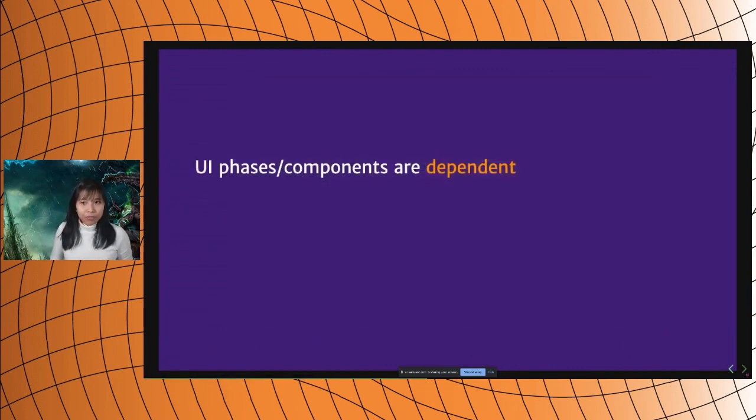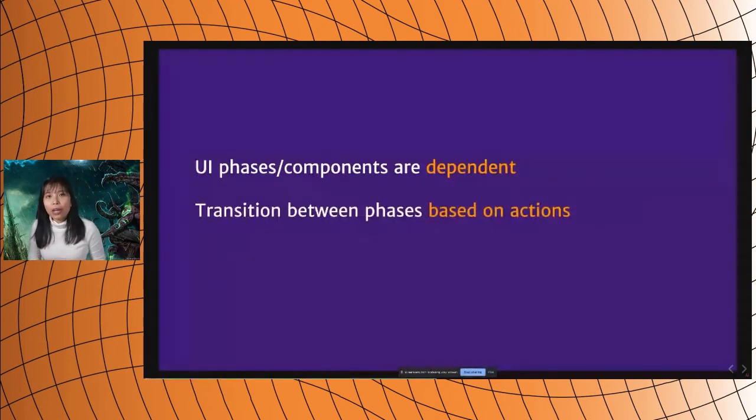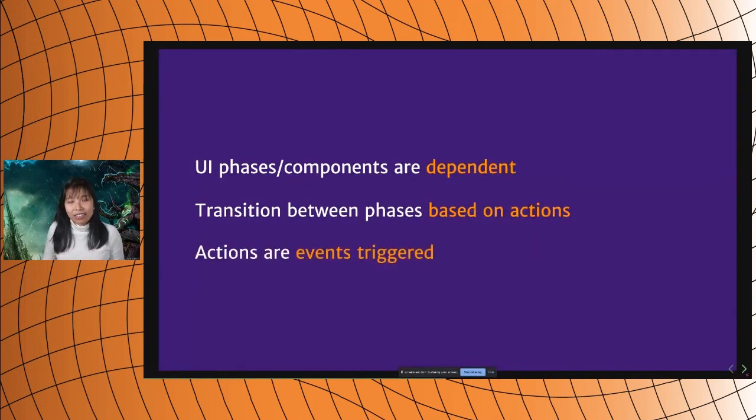That means all the UI pages and components are very dependent. They are not independent from each other. They connect very tightly to each other and actually communicate with each other. And the transition from one view or one component to the other, or one page to another, is really based on actions, which are in fact events executed or triggered by the user through certain events like on click, on change, and so on.